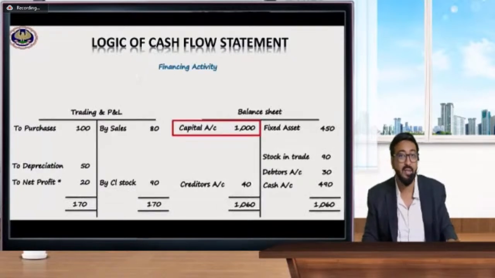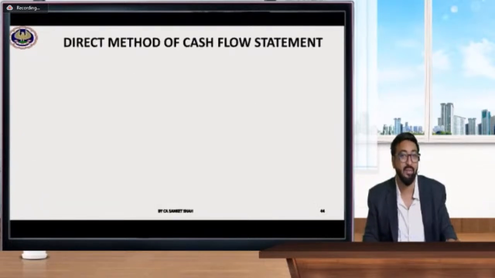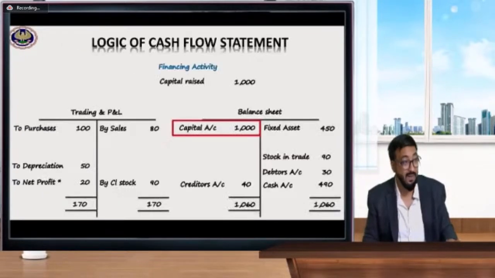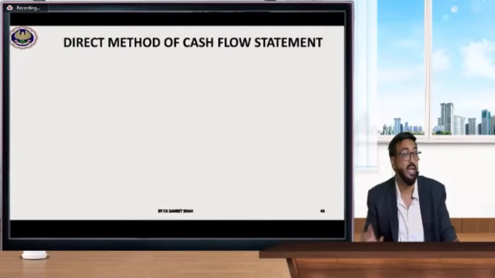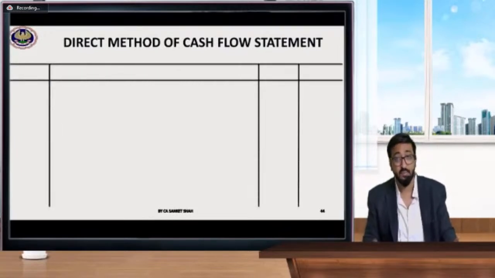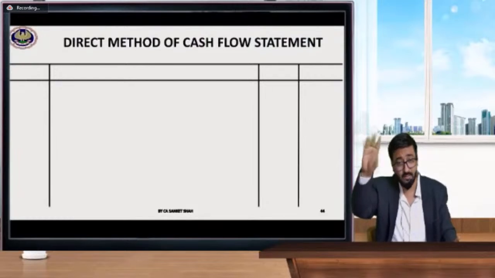And the last item is capital. Capital is a financing activity. You raise capital from 0 to 1000, so it is introduced, and therefore it is a financing activity. Yes, it is a financing activity, 1000 inflow. Now please check how your cash flow statement will look. Last 5 minutes.